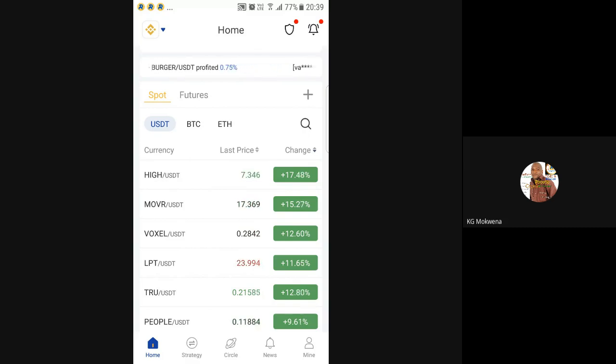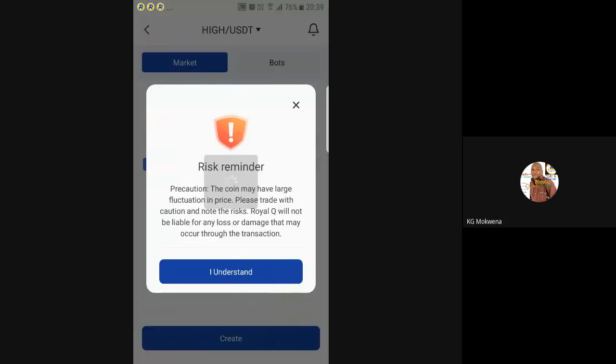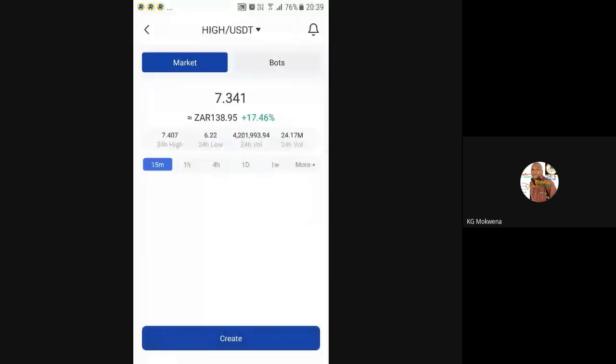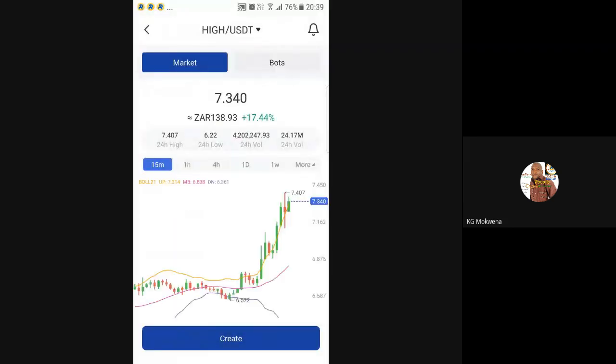So now we are here, and we'll be looking at the high. It's still on top, but you can see this thing is not really pushing up. You see, it's not really pushing up. It might be that those who want to enter here with serious money are waiting for it to dip a bit. It's just as simple as that.